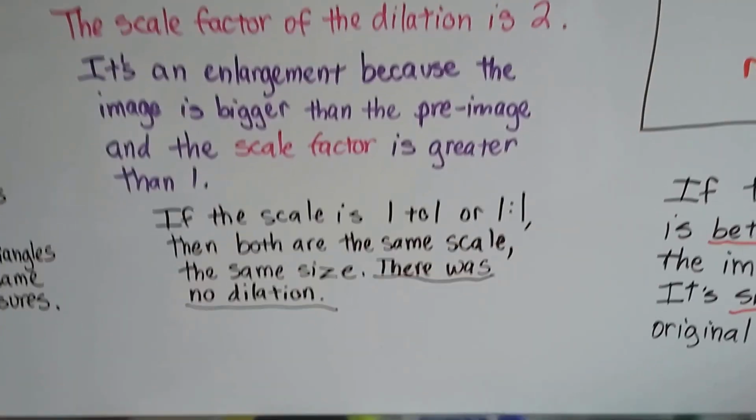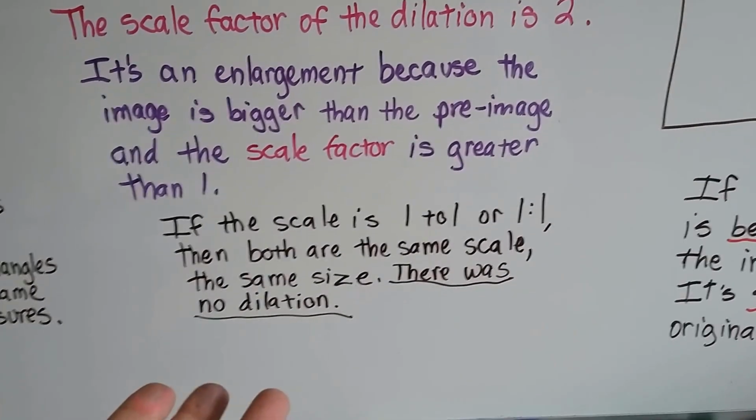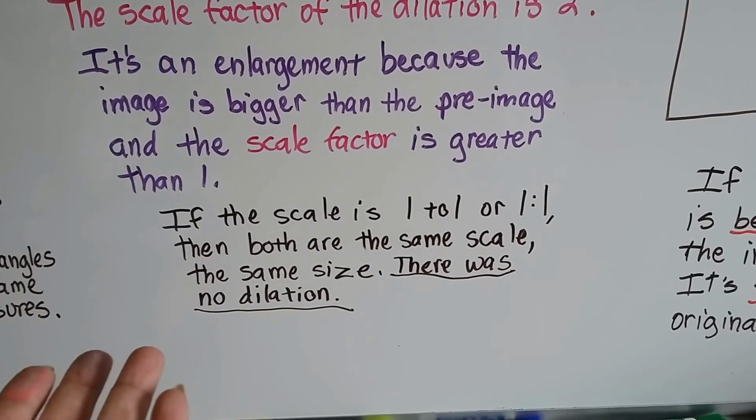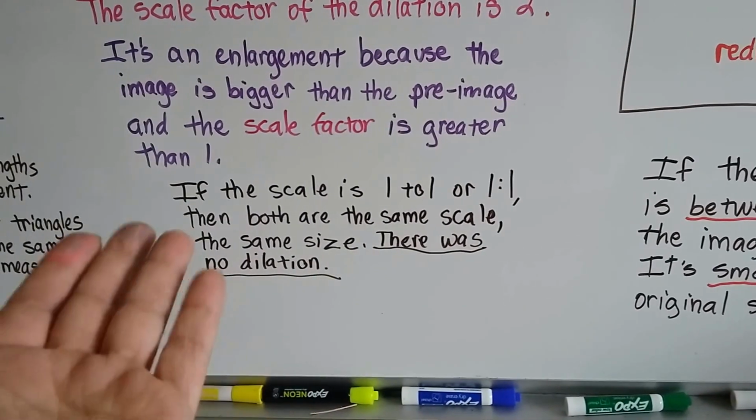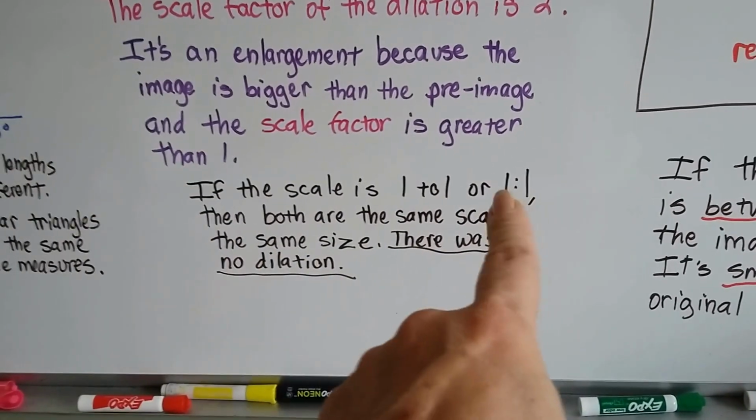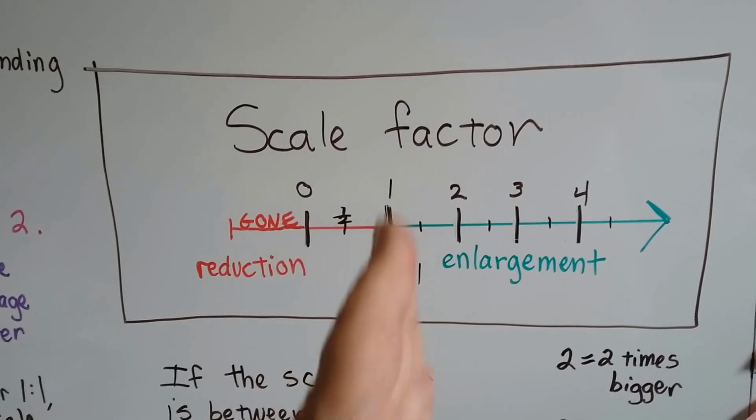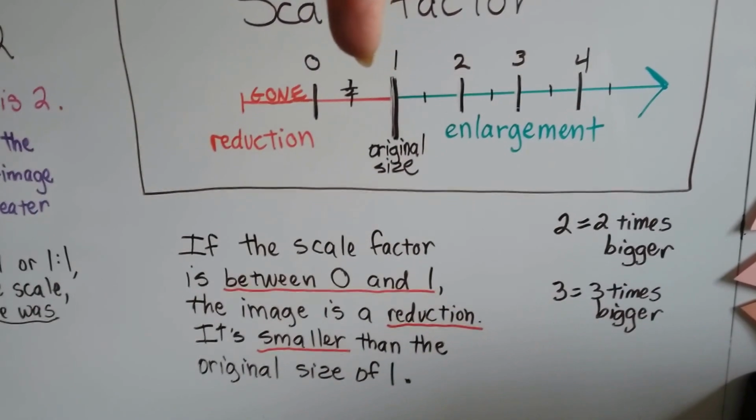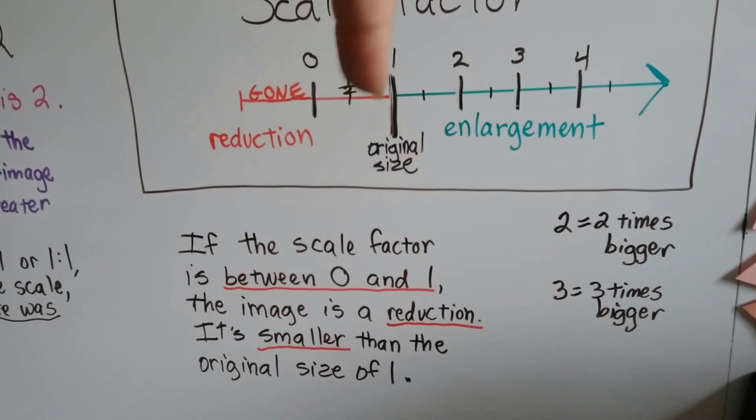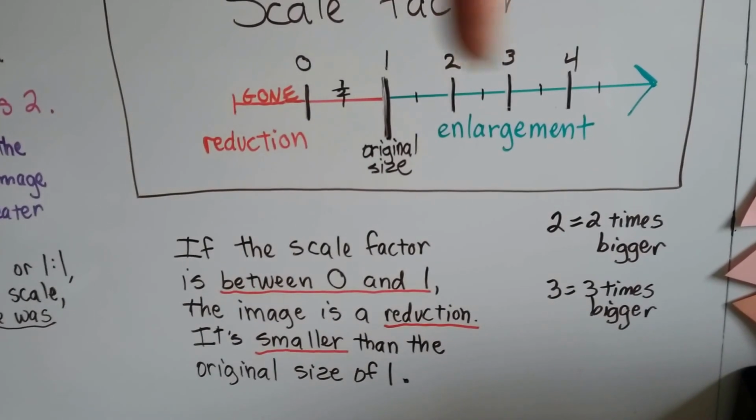See, if the scale is 1 to 1 as a ratio, then they're both the same size. There was no dilation, no change. They didn't move at all in enlarging or reducing. They stayed equal to each other. So if you have the scale factor, the original size is a 1. If the scale factor is between 0 and 1, then the image is a reduction. It's smaller than the original size of 1. If it's bigger than 1, then it's an enlargement.